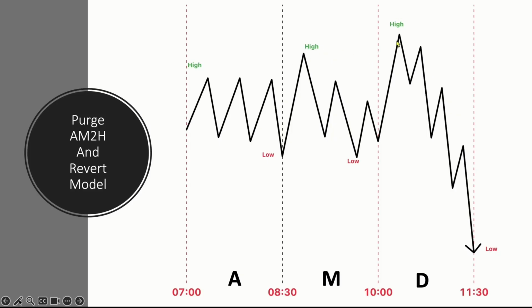Smart money sells short against that, and the market begins to roll over quickly during the distribution 90-minute cycle between 10 to 11:30.